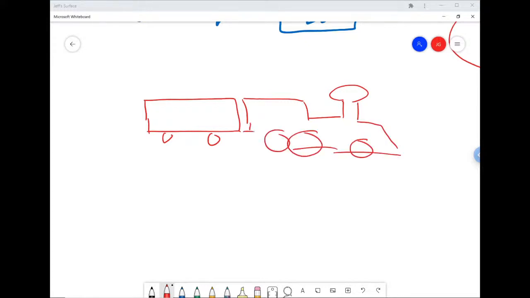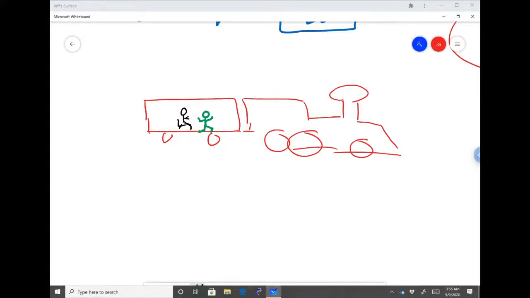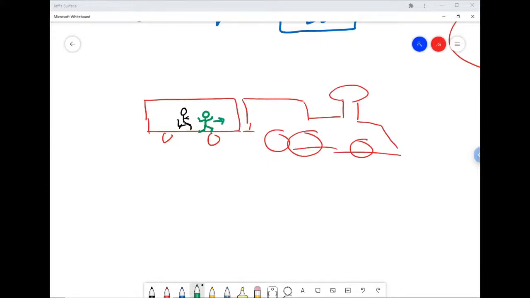You are on the train, sitting down, enjoying some cappuccino, and somebody walks past you on the train. So this person is moving in this direction. And your friend is outside the train looking at what's happening. So the concept of relative velocity is this.